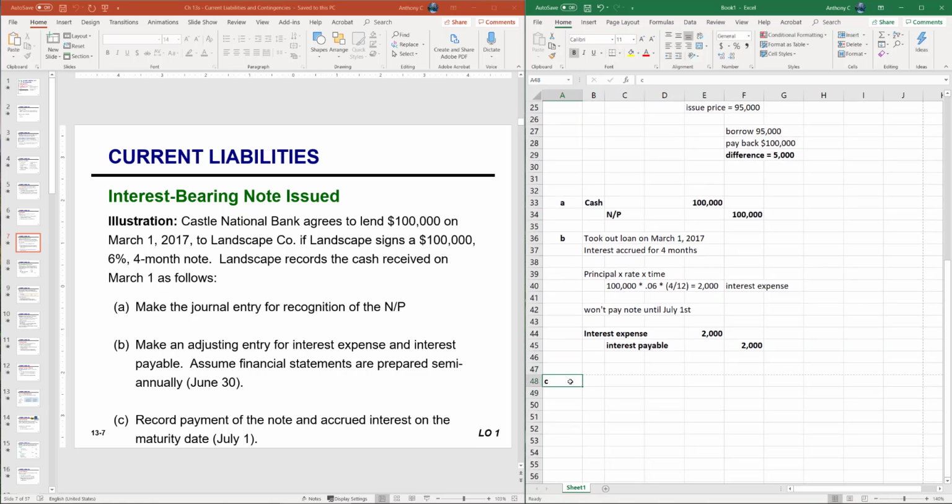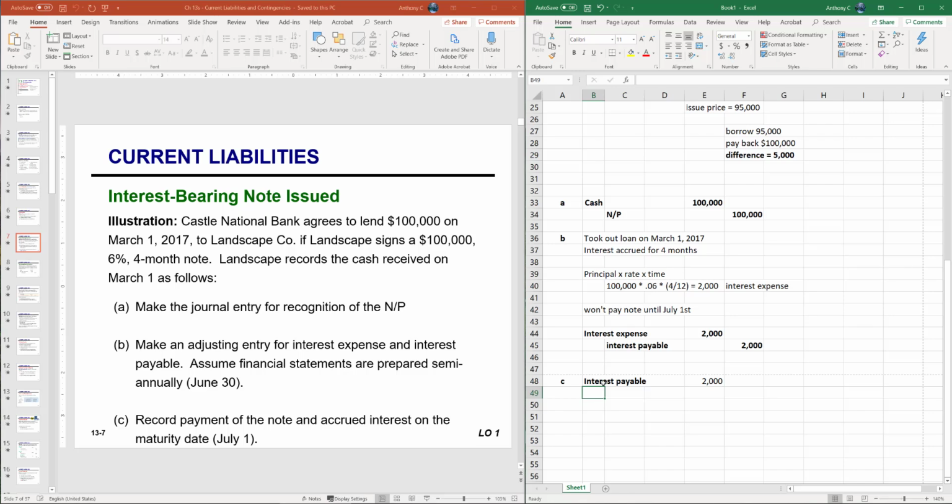Right, so part C, we're recording the payment of the note and accrued interest on the maturity date. Okay, so now we're actually paying off the note. We accrued interest of $2,000 on the previous day. We're now going to pay that off. If we want to remove a liability, we'll debit that amount. So we'll debit back interest payable.